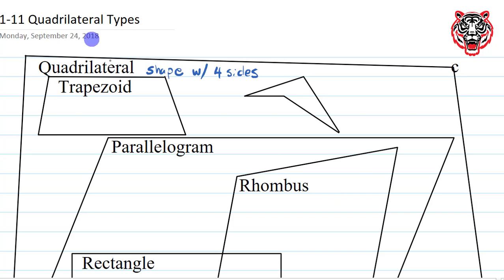All right, so trapezoid. India, go for it. It has one set of parallel sides. Yeah, and I'm going to add on to that because you're correct. It's one side or one pair of parallel sides.